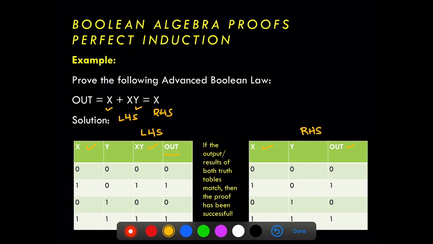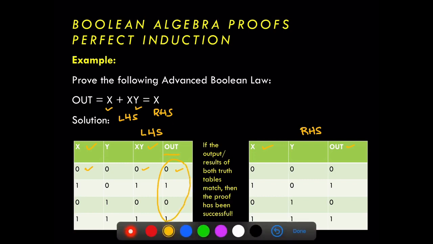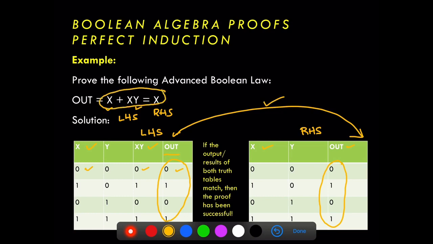And we can see here as we take x, 0, or x and y, 0, we get 0. And going down the line, we get the combination 0, 1, 0, 1, which is identical to what we get on the right-hand side. And again, we have proven by perfect induction, this time, that x or x and y is equal to x.